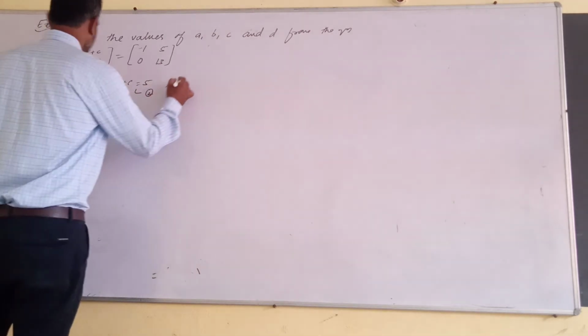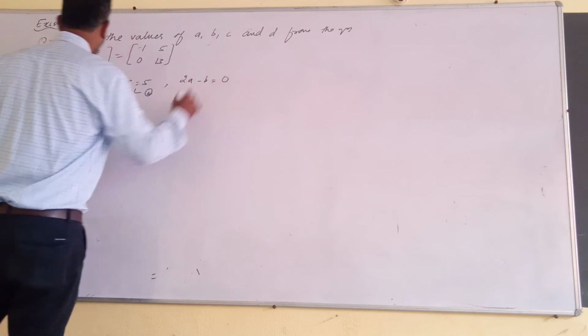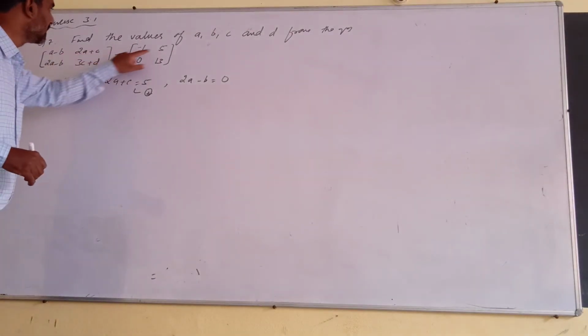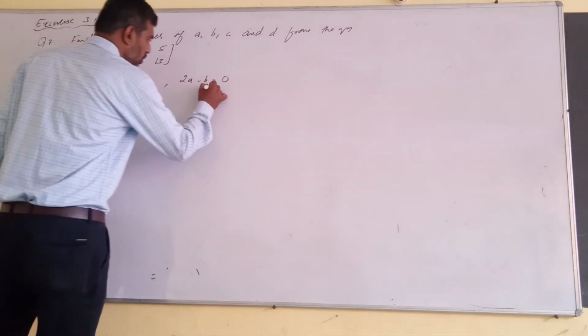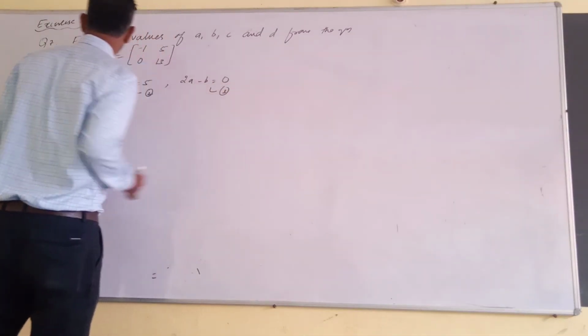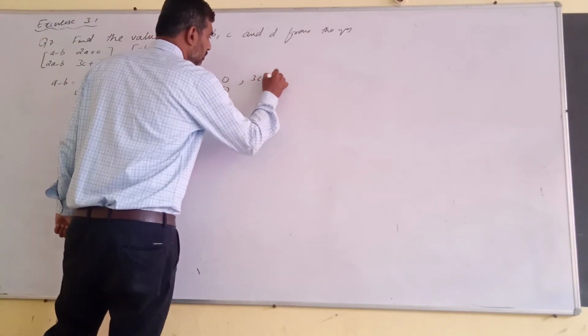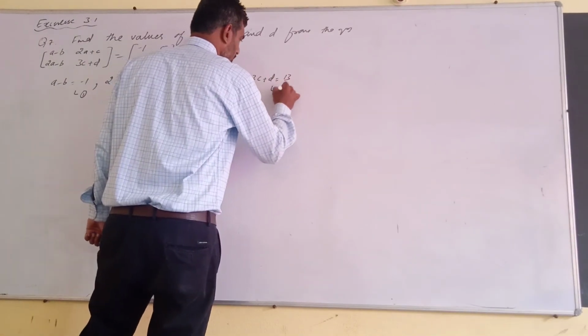Now, 2A minus B is equal to 0, equation number 3. And 3C plus D is equal to 13, equation number 4.